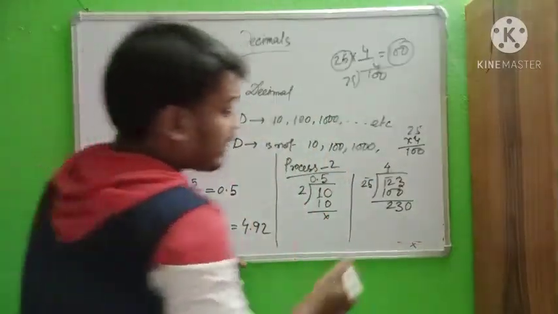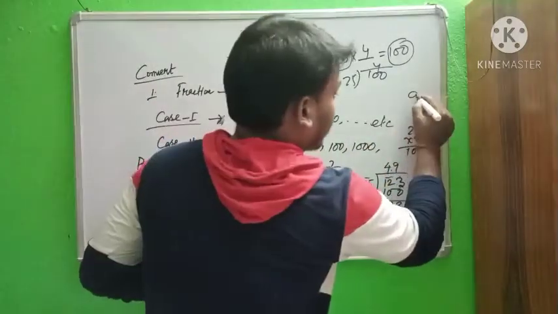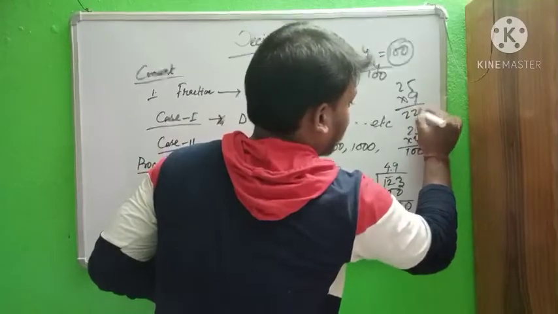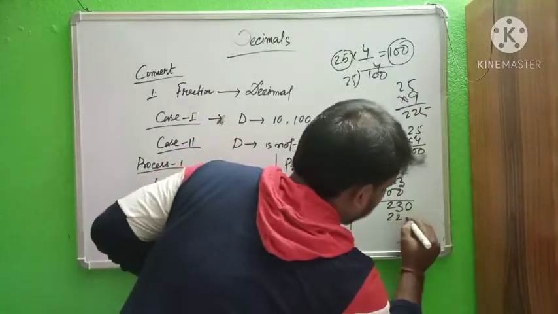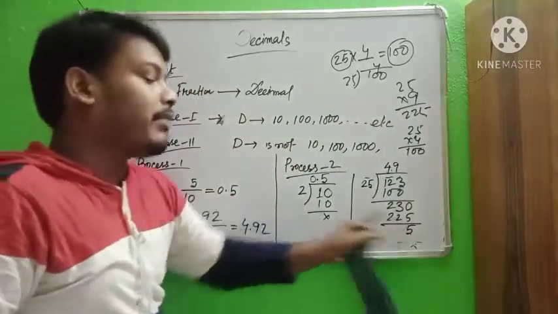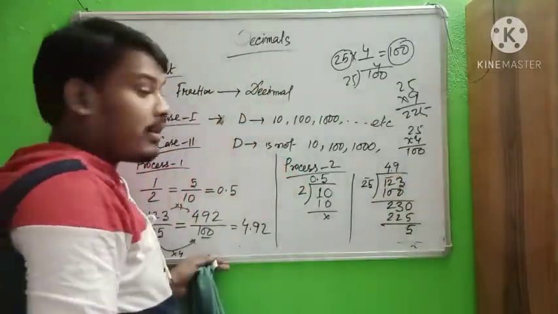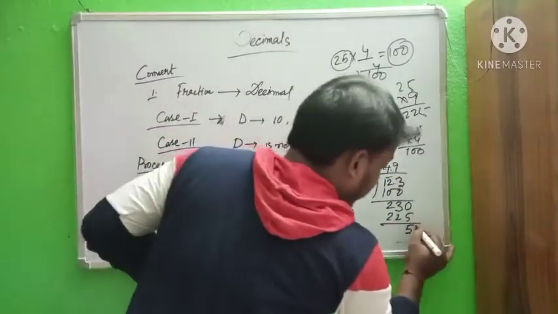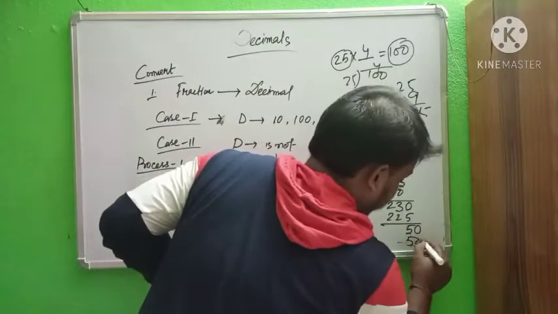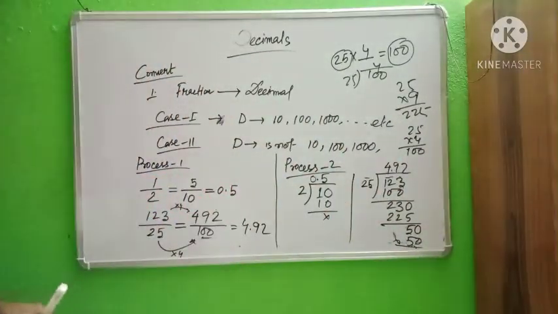Then 25 into 9 is 225, if we subtract, the remainder is 5. Already we have taken the decimal, so for this we can take 10, so it is 50. So what is the result? In both cases the result is the same.